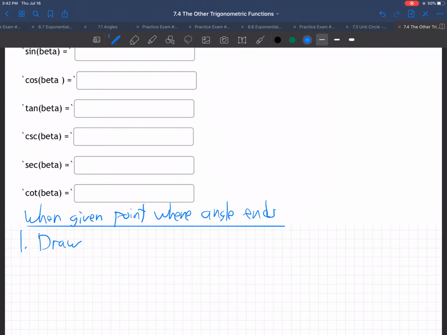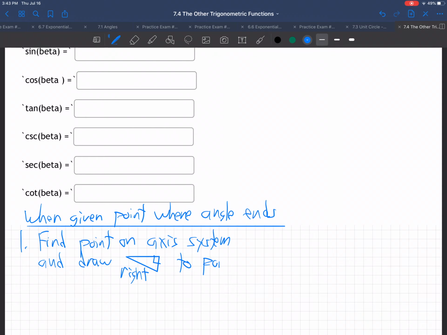Find the point on the axis system and draw a right triangle to the point, from the origin to the x-axis. So let's try that.